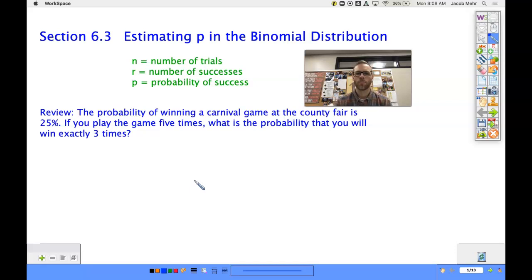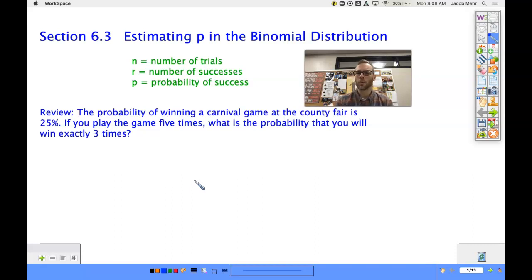Hey stats folks. So we have been working on constructing confidence intervals, right? We use z-scores in our standard normal distribution if we know the population standard deviation. If we don't know the population standard deviation, we switch to the t-distribution, all right? But now we're going to look at estimating p, the proportion in a binomial distribution.